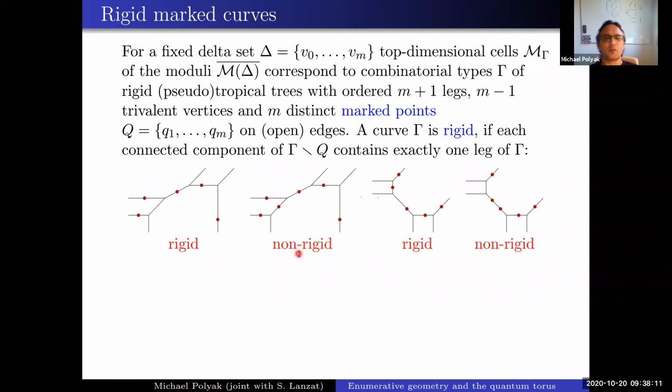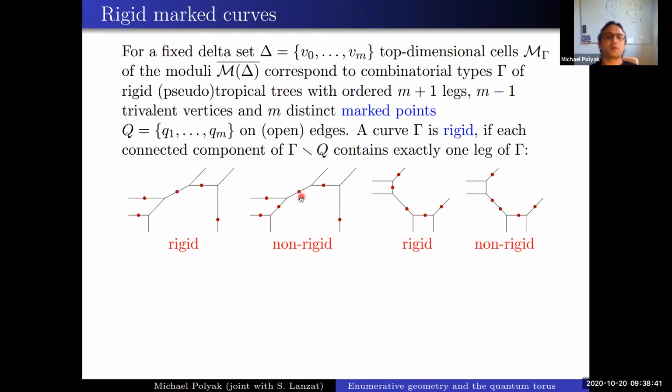Now this is an example of a non-rigid curve. It's non-rigid because this requirement that each piece contains exactly one leg is broken. So you see that here there's a component, a connected component, which doesn't contain any legs at all. So this can happen.